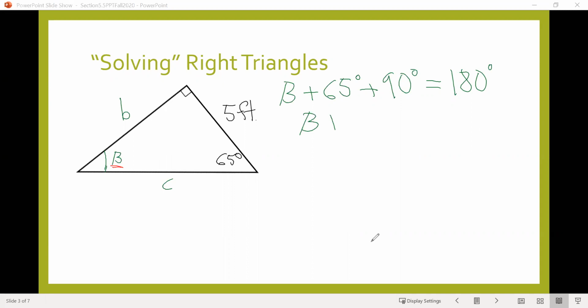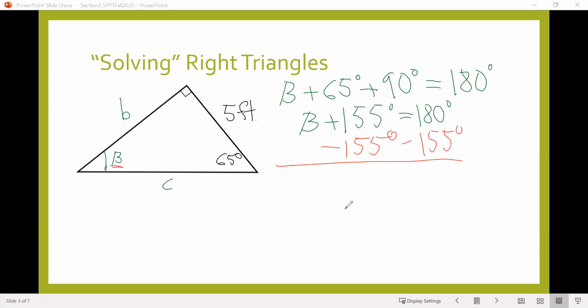So beta plus 65 and 90, which gives us 155 degrees, equals 180 degrees. Then we subtract 155 from both sides. When we do that, 180 minus 155 is 25 degrees. So the measure of beta here is 25 degrees.